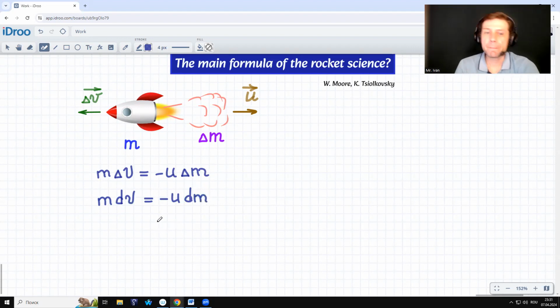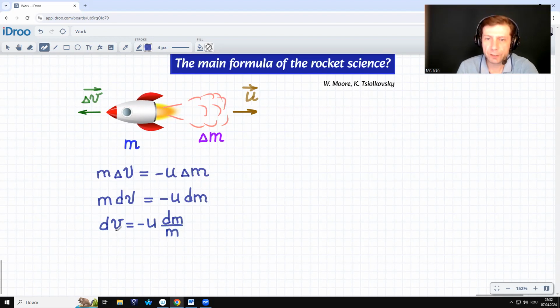Our task in this problem is to figure out what velocity the rocket could achieve and what mass of fuel it needs. That's what we're talking about today. Let's slightly adjust this equation again and say, since we need to find the velocity, dv is negative u times dm over m.